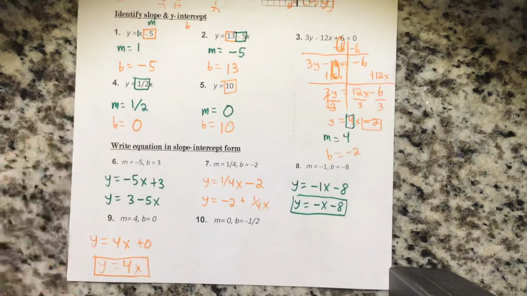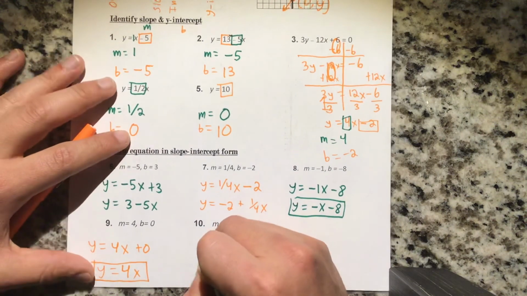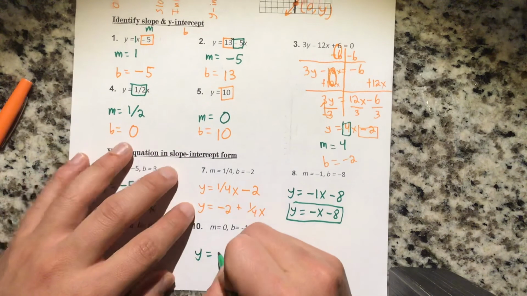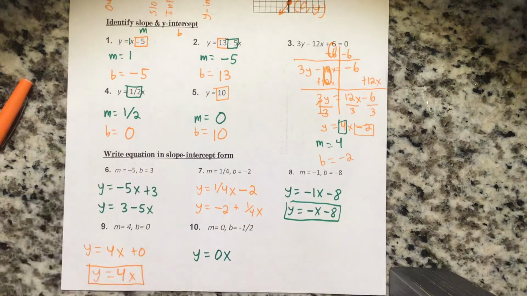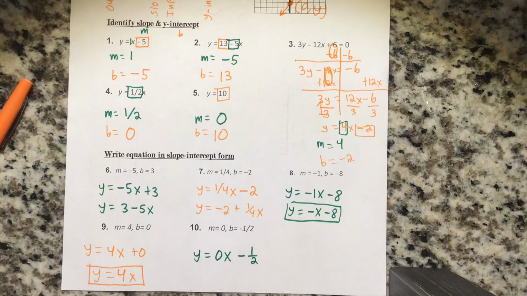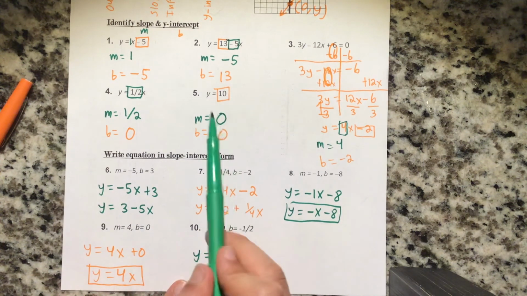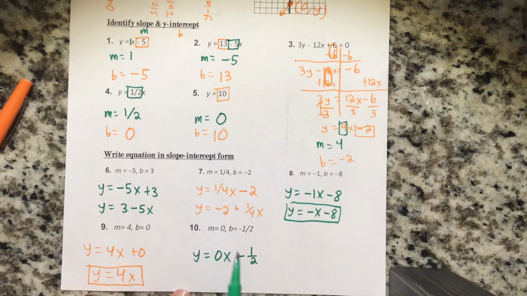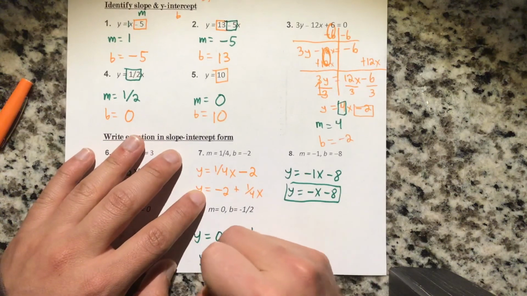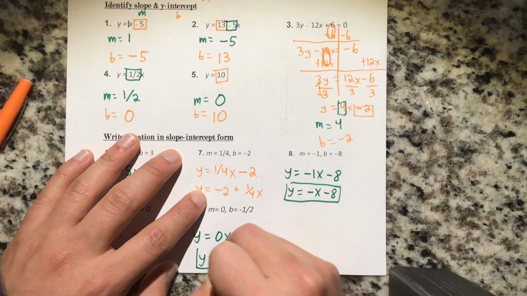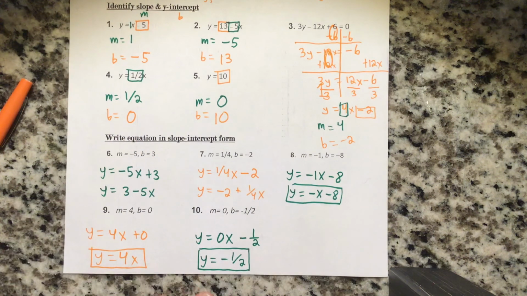Number 10, we can finish it off here. We'll start with y equals, okay? So my m is 0. M is attached to the x, so y equals 0x, okay? Minus 1/2, that's my y-intercept, so I can write -1/2, okay? But again, just like number 5 up here, when the m is 0, you don't have to write 0x, right? We can get rid of that. And we can just simplify it to y equals -1/2, okay? That's what we want. Those are going to be the answers you're going to see, okay?